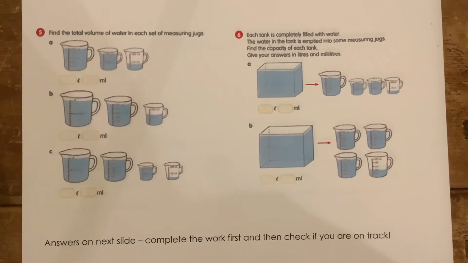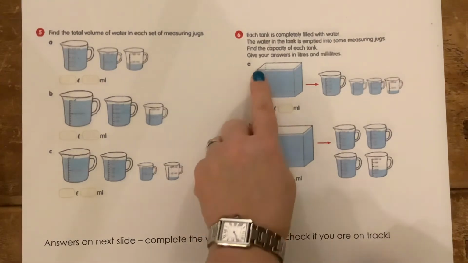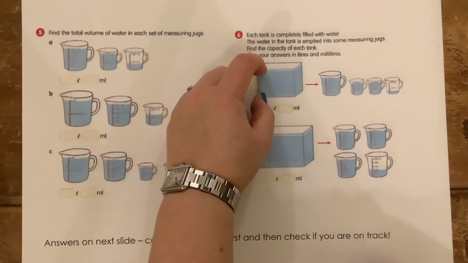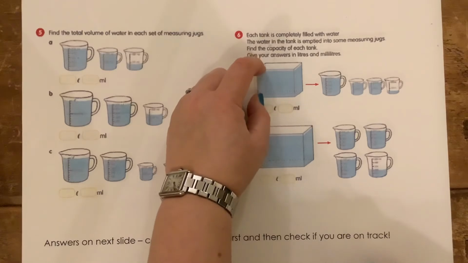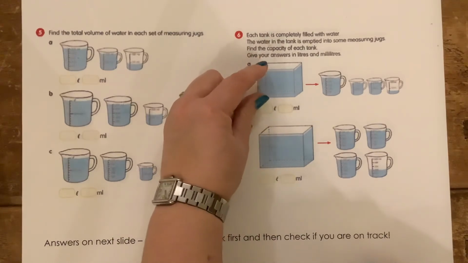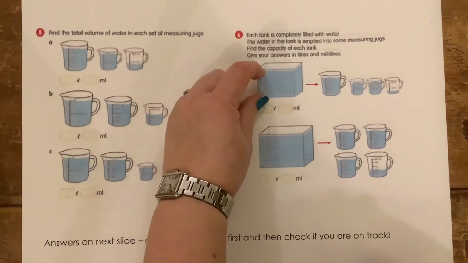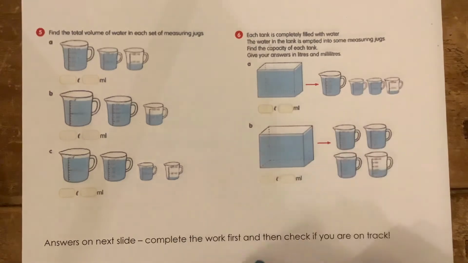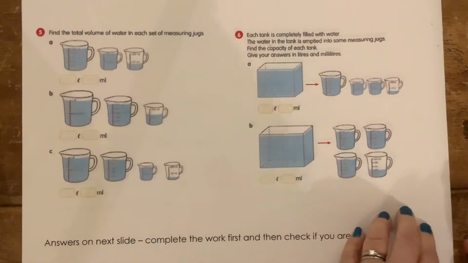Each tank is completely filled with water. The water in the tank is emptied into some measuring jugs. So you need to find the capacity of each tank. So just going back to that earlier discussion that we had, these tanks are full. So that tells us that the volume of water that is in these tanks is going to represent the capacity, because remember, the capacity is the full amount that a container can hold. And these arrows show that that water is being poured into the jug so that we can measure it. So pause the video, have a go at those questions, and then we'll go through the answers in a second.